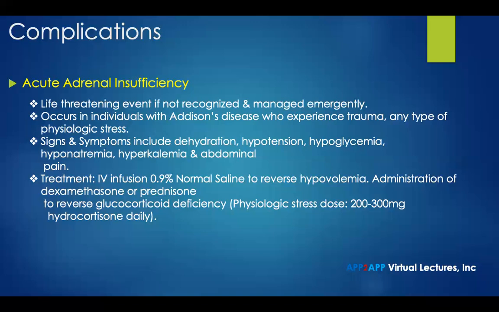Treatment is you want to fluid resuscitate them with normal saline to reverse the hypovolemia. And you want to either give them dexamethasone or prednisone to reverse the glucocorticoid deficiency. A physiological stress dose is given, anywhere from 200 to 300 milligrams of hydrocortisone daily thereafter.